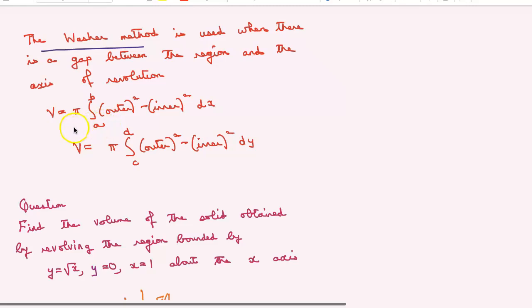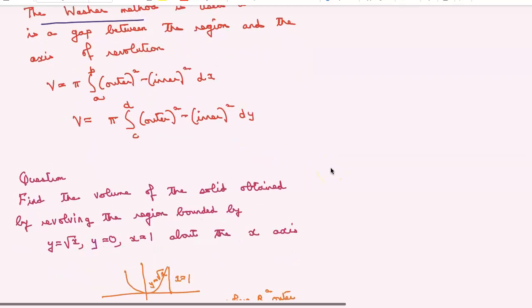So the volume for the washer method is pi times, if you are integrating with respect to x, integral a to b of (outer radius squared minus inner radius squared) dx. And if you are integrating with respect to y, it will be pi times integral c to d, again outer radius squared minus inner radius squared dy. So let's start with a few problems.